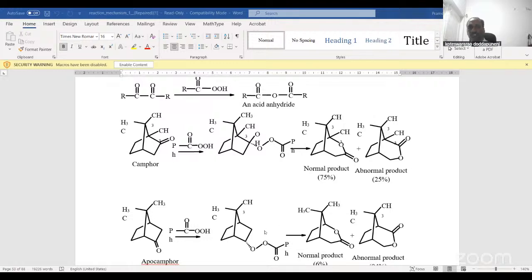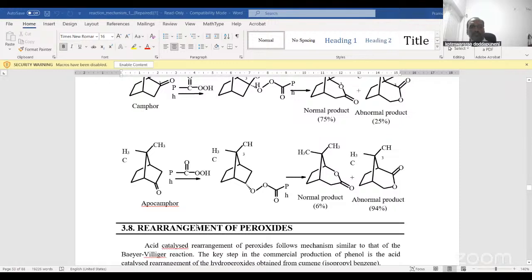Both will be generated. This is the apocamphor, which is treated with peracid, leading to the formation of a normal product and an abnormal product. In this case, the abnormal product is in a higher percentage than the normal product.